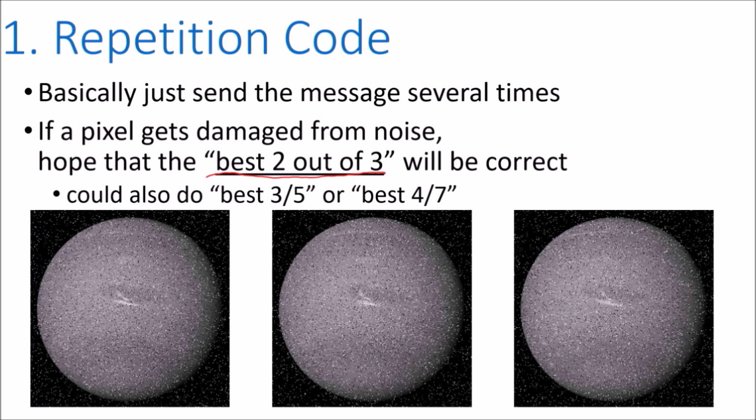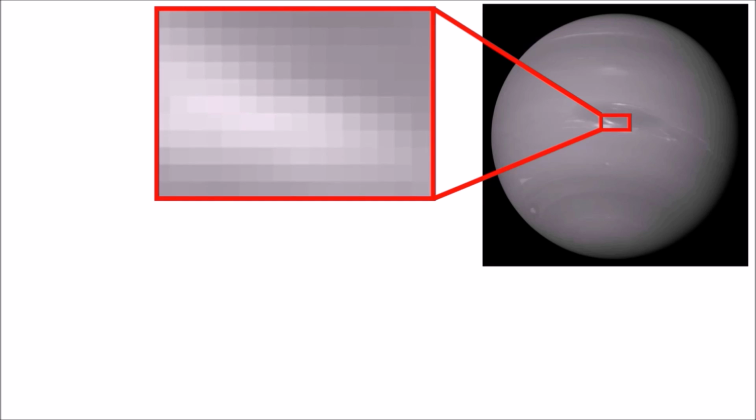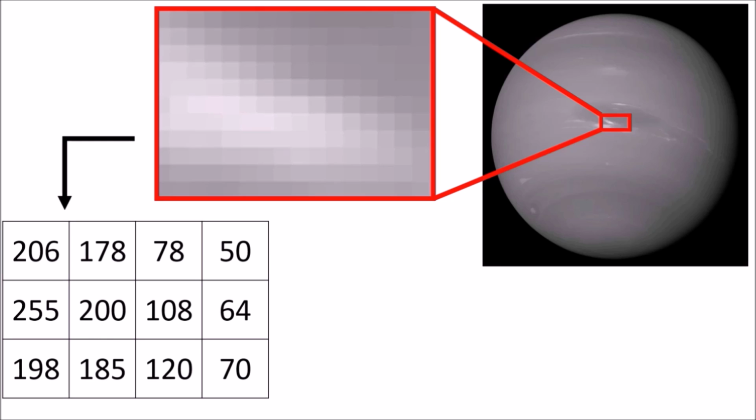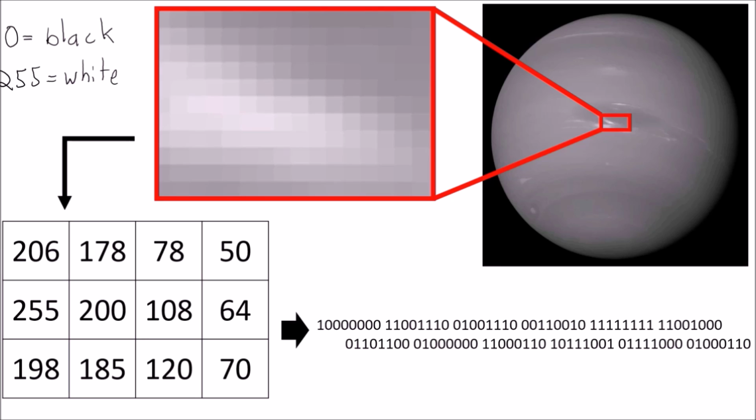If you're familiar with standard digital images, you'll know that every pixel in a grayscale image is represented by a number between 0, which is pure black, and 255, which is pure white. I'm not sure if this is exactly the image format used by the Voyager probes, but for the purposes of this video, it's good enough. And of course, each of these numerical pixel values can be represented in binary as a long stream of 1s and 0s. So let's take a look at how repeating the image message multiple times can help us fix errors.